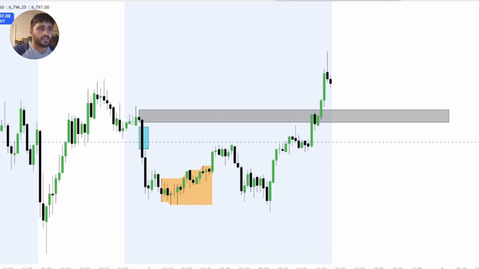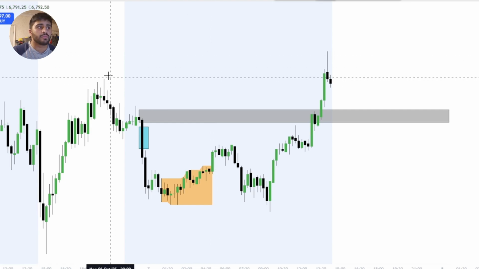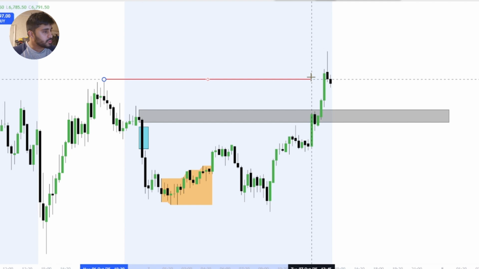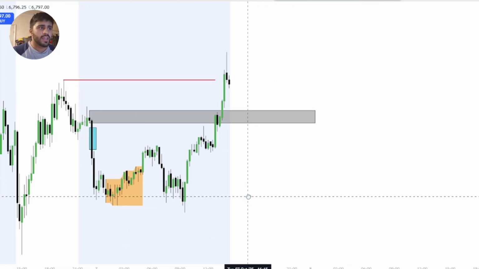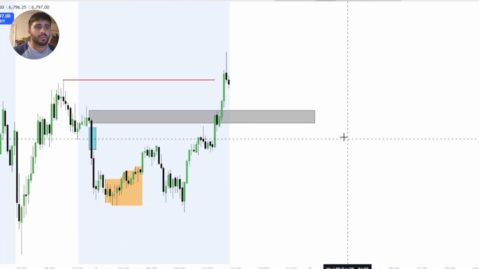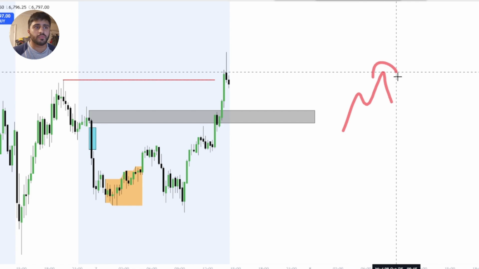Now, the second thing you notice for those who trade ICT is that we've had a sweep of the previous day high, right? So Monday's high over here was swept on Tuesday. Now, this is a classic previous day high sweep before the market tanks, right? So if anyone's been trading, what you'll find is that the best shorting setups will come. So this is the previous day high.